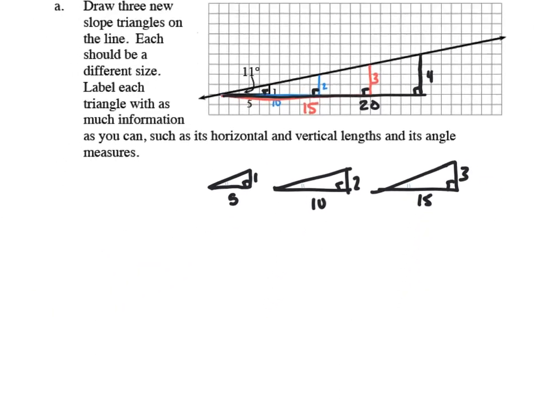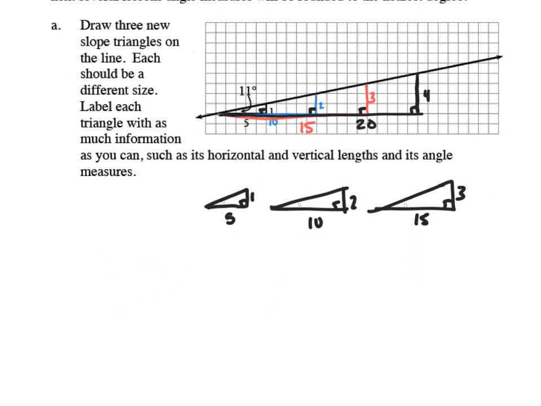So I would know all of these triangles are similar either by angle, because they all have a slope angle of 11 degrees and they all have a 90-degree angle. So it'd either be similar by angle, or by side angle, side. And that's really important because when I know triangles are similar, I know that their ratios are equal.